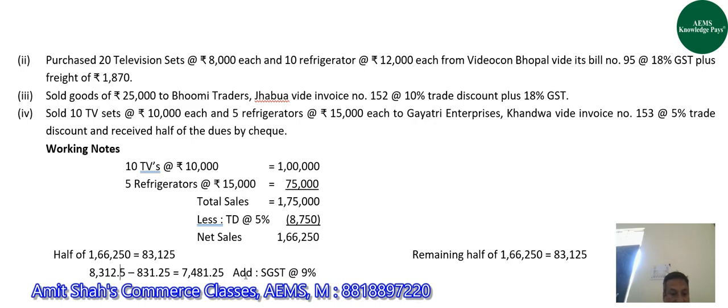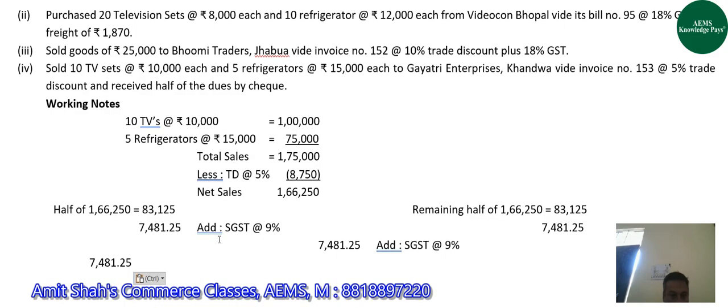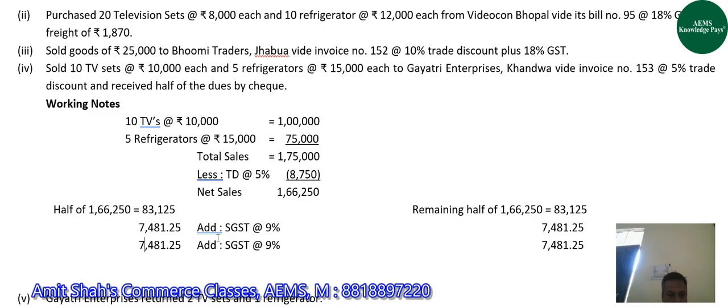So 7,481.25 is our 9% SGST, and again 9% is 7,481.25, and the same amount we have of CGST. Have you got this, guys, or not? I hope you all have understood this, right?